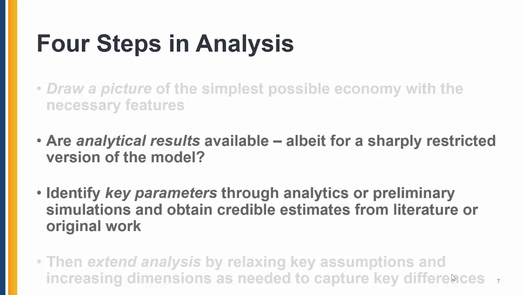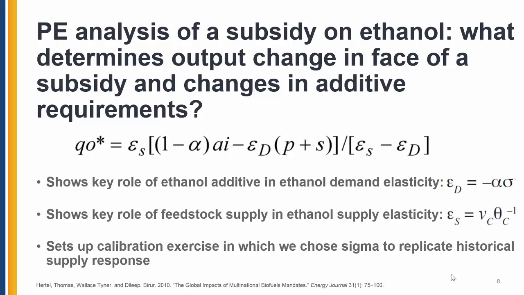Having sketched out some of the key elements on paper, it's useful to turn to mathematics and see if there's some simple analytical results available, albeit for likely a restricted version of the model. This allows you to identify key parameters, what your expected results are going to be qualitatively, and I've got an illustration here for the biofuels case. This is from a paper published in the Energy Journal.